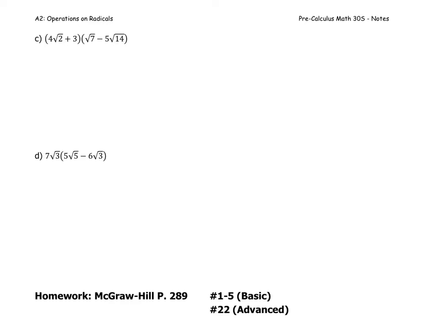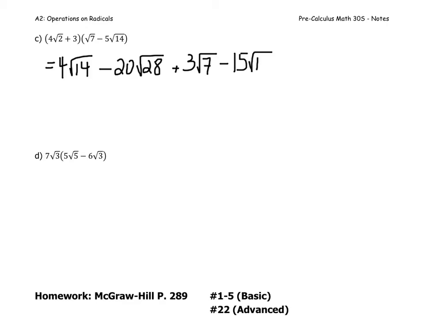Okay, on the next page, we've got 2 binomials multiplying together. Actually, why don't you pause and try that, and I'll just start taking it up right now. If you'd like to pause and try it yourself first, that's great. So 4 root 2 times root 7 gives me 4 root 14. 4 root 2 times negative 5 root 14 gives me 20 times the square root of 28. 3 times root 7 gives me 3 root 7. And finally, 3 times negative 5 root 14 is negative 15 root 14.